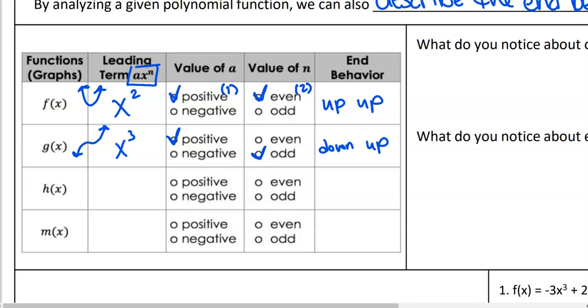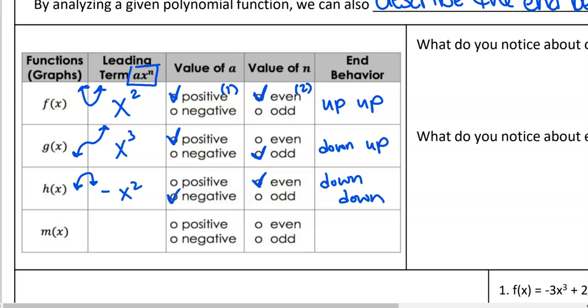What was h? Negative x squared. Looked like this guy. Is that a positive or negative? Negative this time. Was my n even or odd? It was even. And what did my ends do? They went down and down.